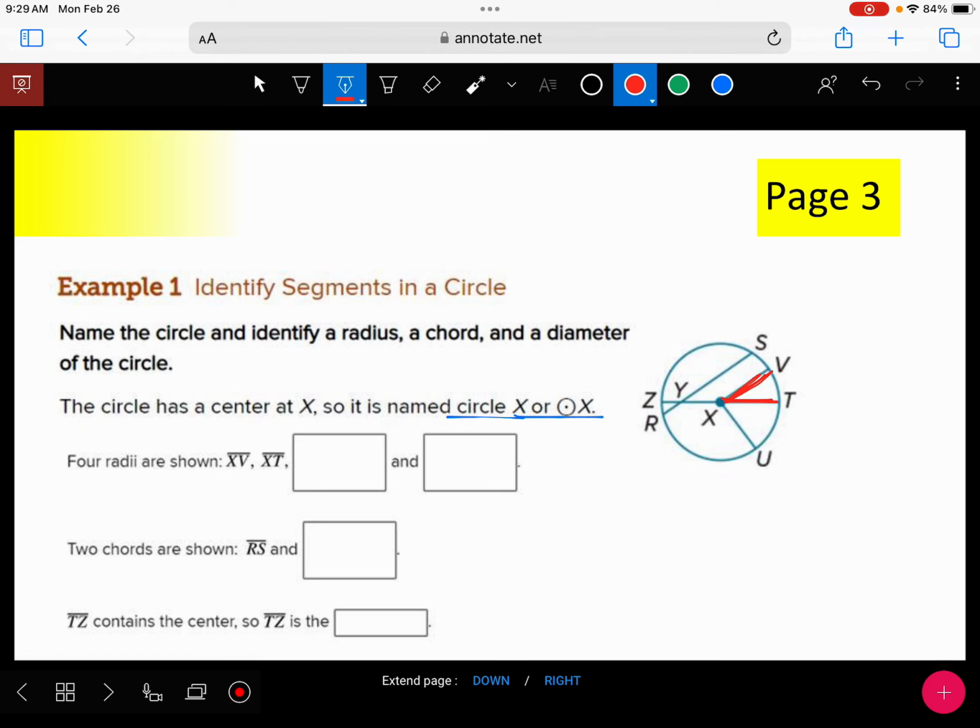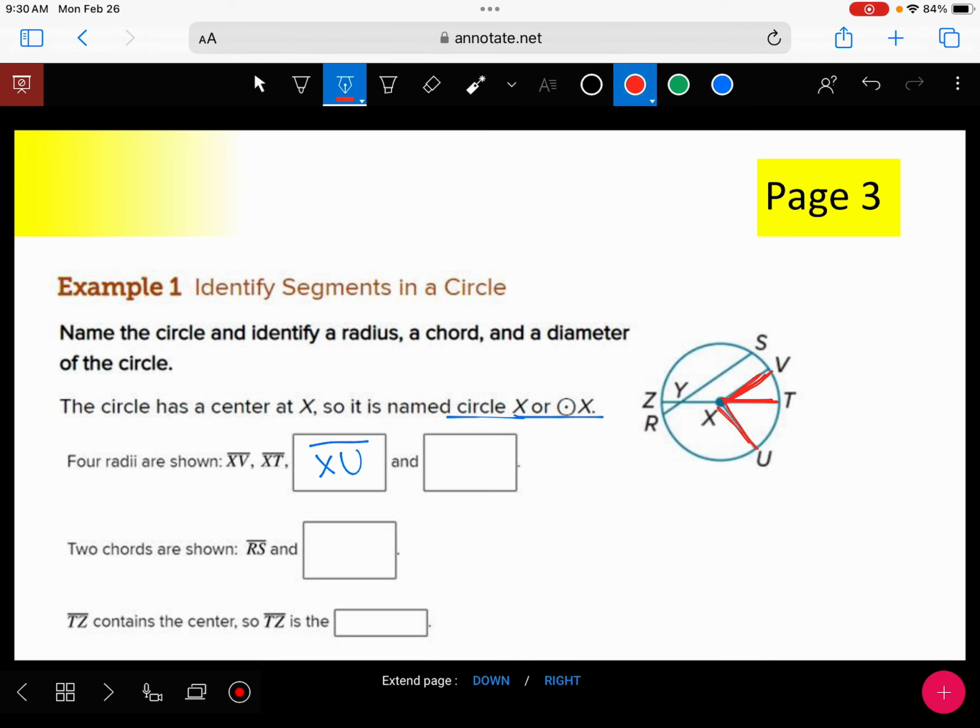So like I said, there's 4 radii shown on this circle. And we've highlighted 2 of them. Does anyone see another line segment that would be a radii or a radius of circle X? Yep. XU? Yep, exactly. So the way we would write that is we would write X, we would write U, and then we would kind of just give it an overline. That right there is how we draw or write out line segment XU.